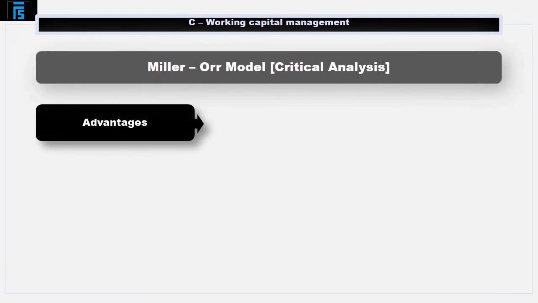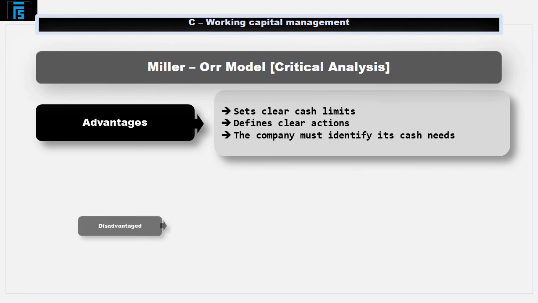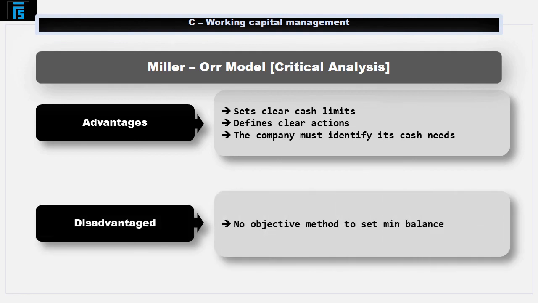The benefits of the Miller-Orr model is that it gives clear cash balance parameters of how much cash is ideal, too little or too much. It also gives actions of what to do when cash is too low or high. The activity of implementing the model is great for an organisation, as they must analyse and dissect the company's cash needs. The main disadvantage is that there is no objective guide in determining the minimum cash limit, cash balance.